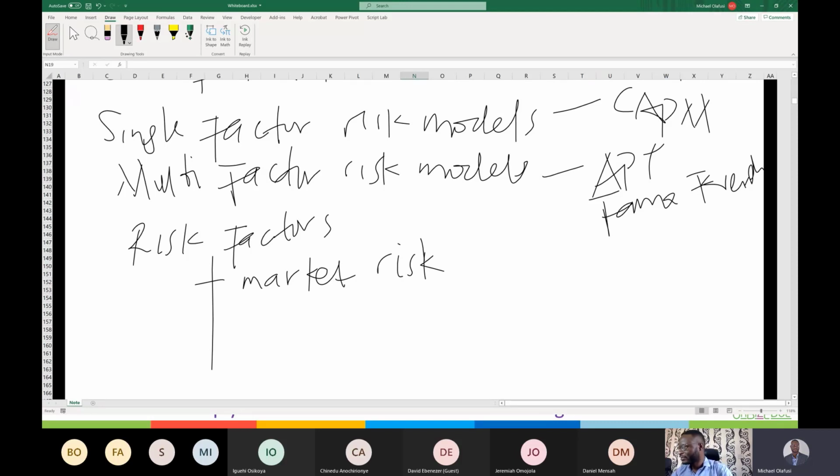So there is market risk, which we can call RM. Sometimes we call it systematic risk. That is the risk you cannot diversify away. There's no way you can diversify that risk. It's just what's present for everybody.